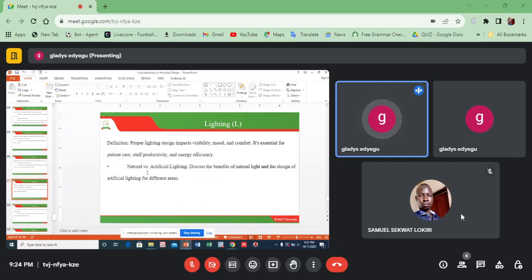I mentioned lighting, and I gave an example of natural and artificial lighting. So proper lighting design impacts visibility, mood, and comfort. So it's essential for patient care, staff productivity, and energy efficiency. So when you don't have enough lighting, then it's going to affect your service delivery. Your staff are not able to see what they're supposed to do. And also in case they need to use electricity, it is not there, it will affect their services.